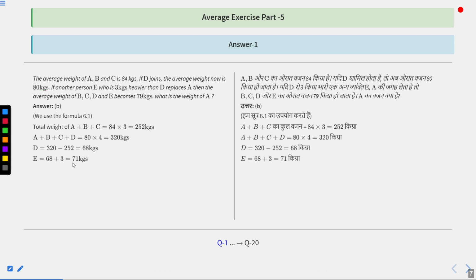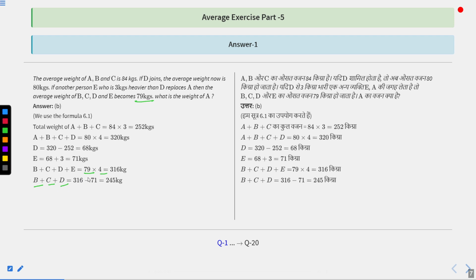So we can calculate the weight of D because we know the weight of A plus B plus C, and we know the weight of A, B, C and D combined. So we can easily calculate the weight of D, which is 68 kg. So we can calculate the weight of E because in the question it is given that E is 3 kg heavier than D. So E is 71. Now, the weight of B, C, D and E combined will be 79 into 4. It is given in the question. So what will be the weight of B, C and D? We can easily calculate it: 316 becomes the weight of B plus C plus D.